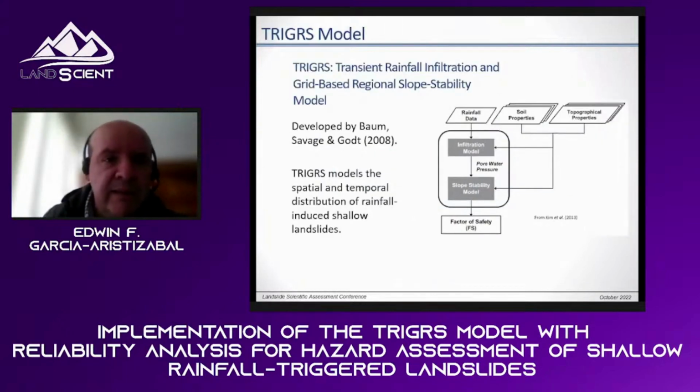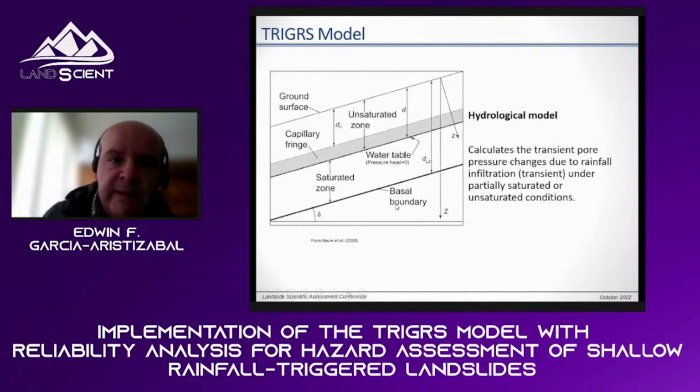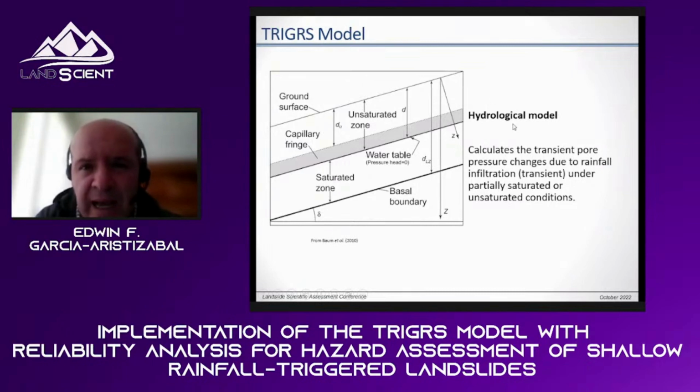The program was developed by Baum et al., and it includes some information related with rainfall data, soil properties, topographical properties, and with one infiltration model, the program calculates the pore water pressure that can be positive or negative in order to introduce this information in a slope stability model to calculate a safety factor. Then TRIGRS can develop a spatial and temporal distribution of rainfall-induced shallow landslides. This model has a hydrological component which is in charge of calculating the transient pore pressure changes due to the rainfall infiltration.